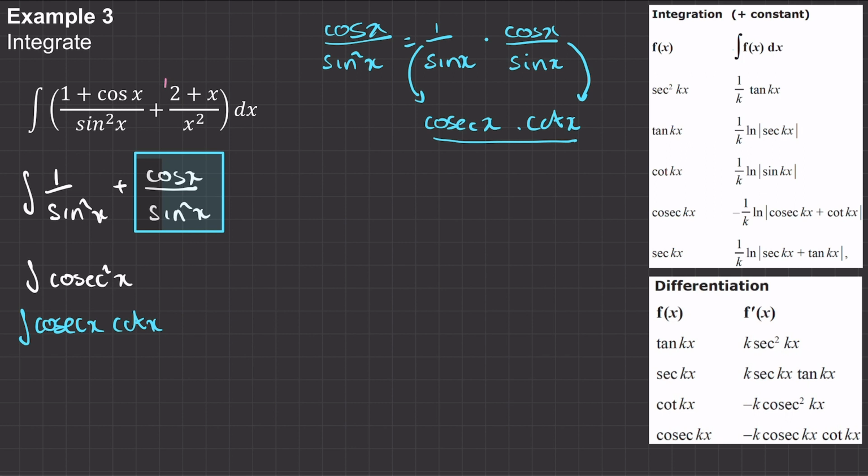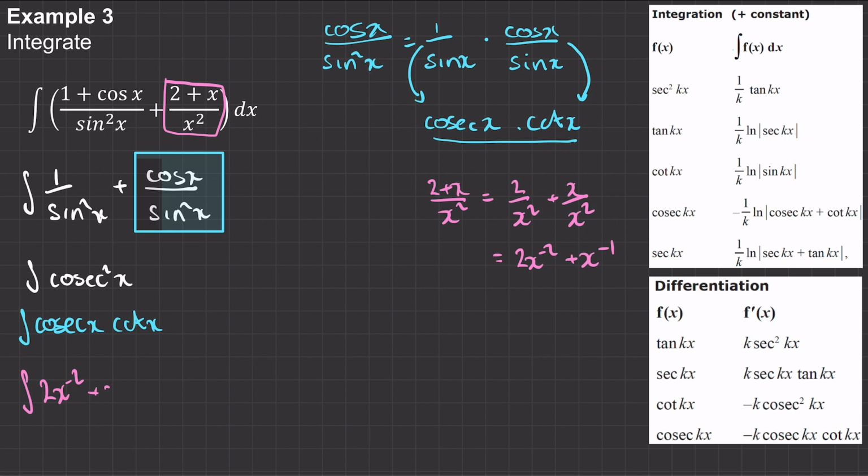So now we'll move on to this one, which is 2 plus x over x squared, and we can break this up into 2 over x squared plus x over x squared. And writing with powers, 2x to the minus 2 plus x to the minus 1. And this will be our third integral. So 2x to the minus 2 plus x to the minus 1. Okay, so we've got our 3 steps.